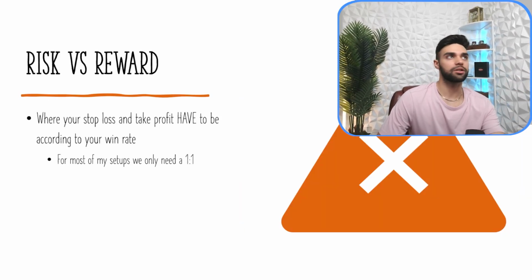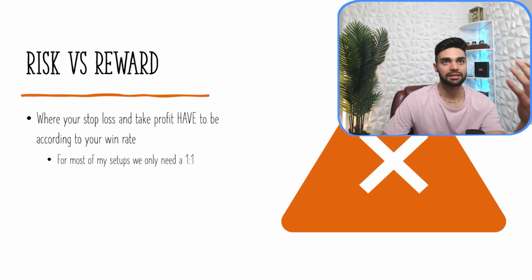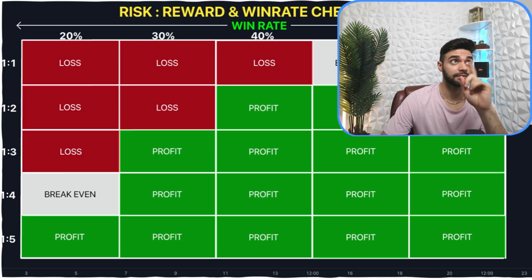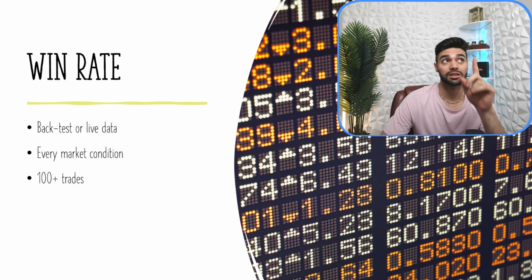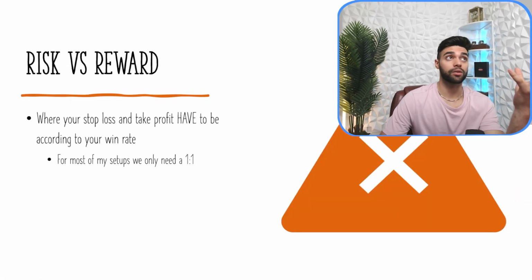Now, your risk to reward is just where your stop loss is and where your take profit has to be according to your win rate. Remember this table right here? This is what you need to be able to manage your risk properly. For most of my setups, I only need a 1-to-1, because my win rate is pretty high.